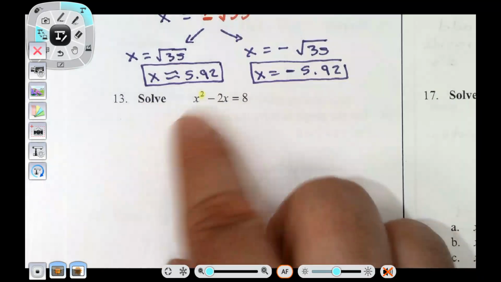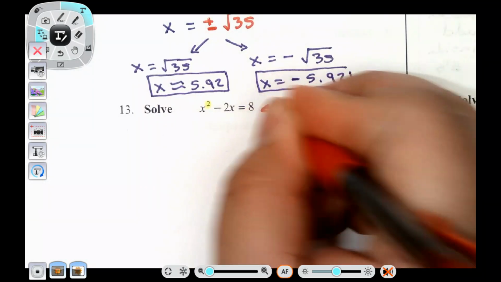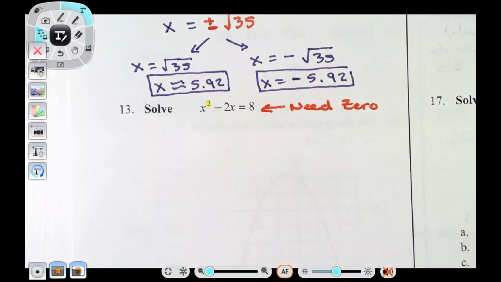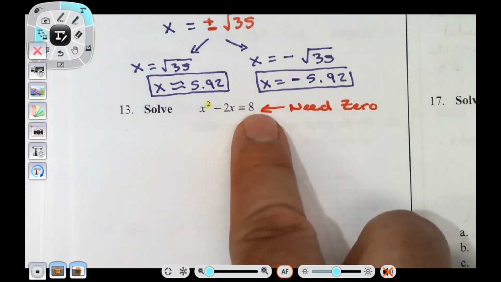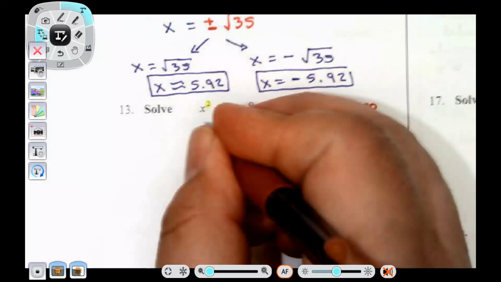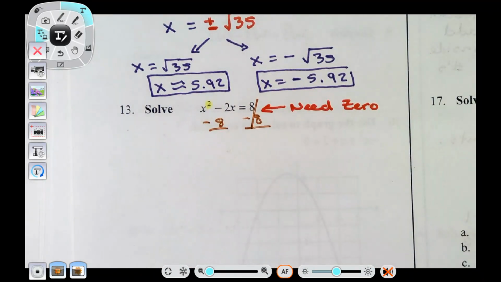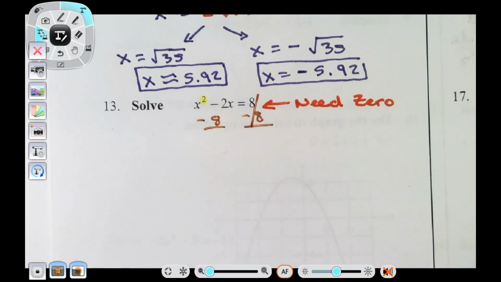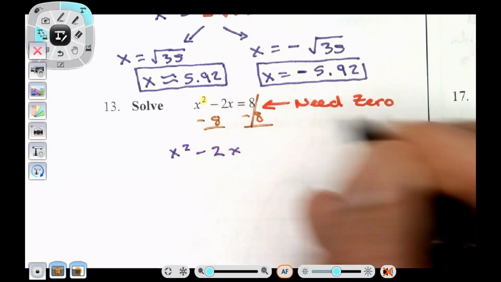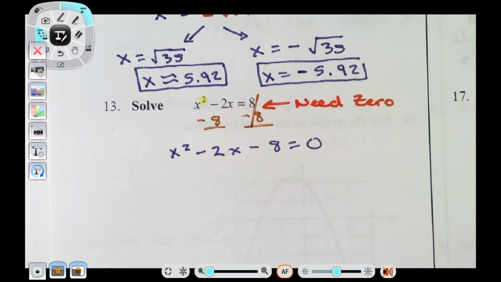See, number 13 has 2 x's. So the first thing we want, you need 0 here. We need a 0. Well, again, stick to your basics. If this is a positive 8 and I want a 0 there, well, then get rid of it. You've learned how to move things, how to get rid of things in this class. Then keep using that skill. So we have x squared minus 2x, because it does need to be in descending order, minus 8 equals 0. All right, so here, we're ready to go.